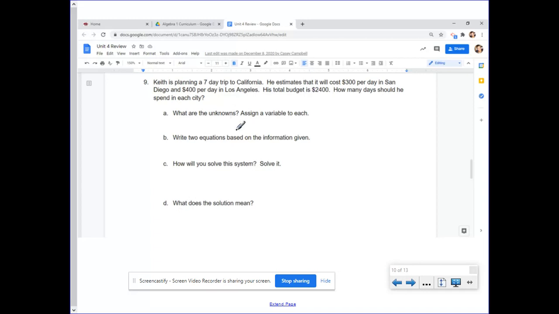Well, we're planning a trip, a 7-day trip to California. He estimates that the cost is $300 in San Diego, $400 per day in Los Angeles, and then they tell you the total budget. How many days should he spend in each city? So the only thing we don't know is how many days in each city. It tells us the price for each day. So we just have to know how many days we're spending in each city.